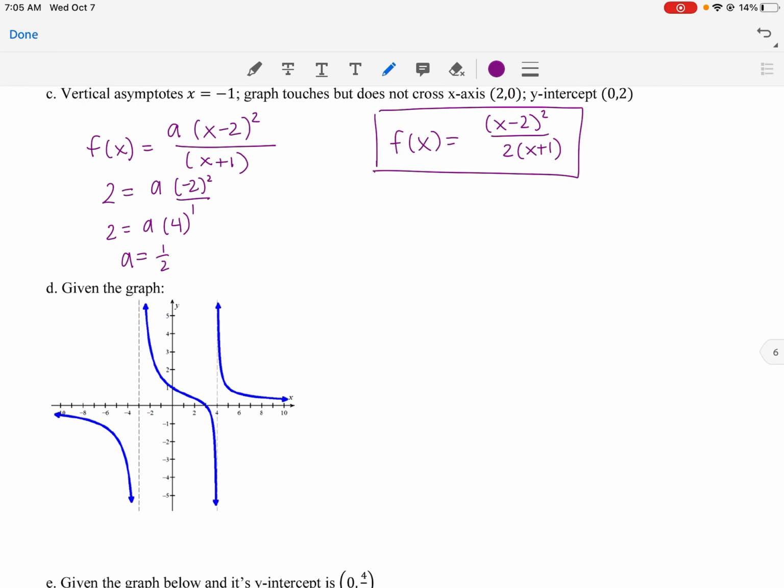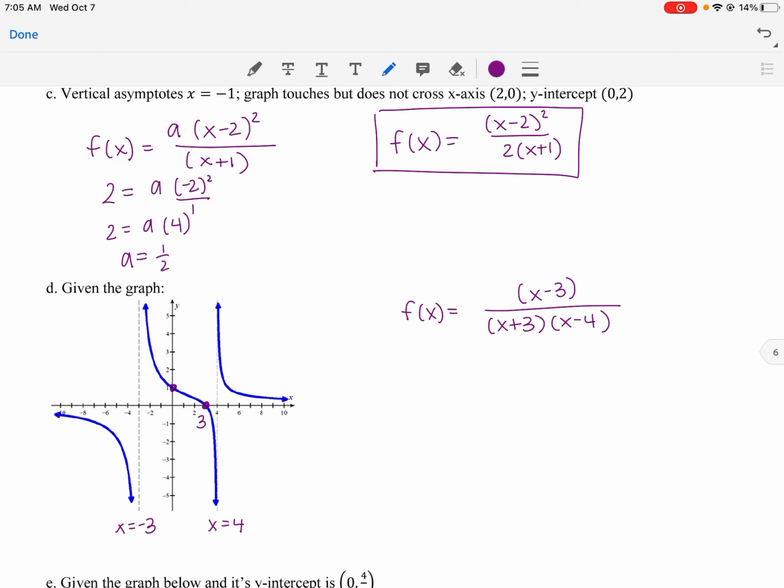Okay, last but not least, we've got 2 graphs we're going to do it with. This time, though, with the graphs, I want you to think about gleaning the information. So we need to look through here and decide what the key things are. We've got vertical asymptotes at -3 and +4. So if that's the case, then our denominator is x plus 3, x minus 4. Okay, we've got an x-intercept at 3. So that means x minus 3 is in the numerator.